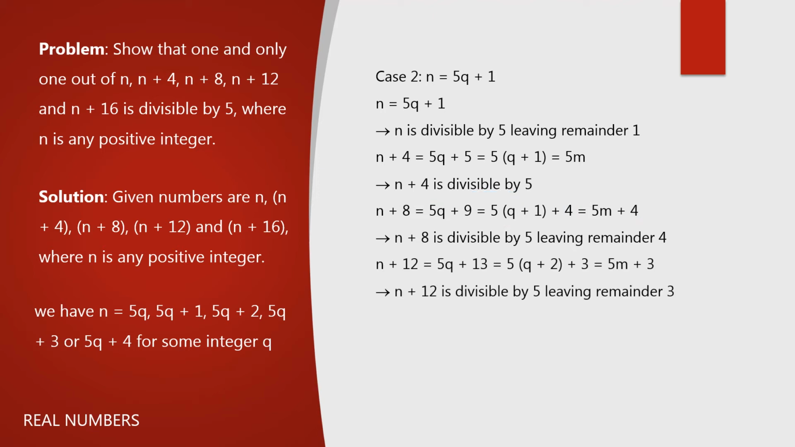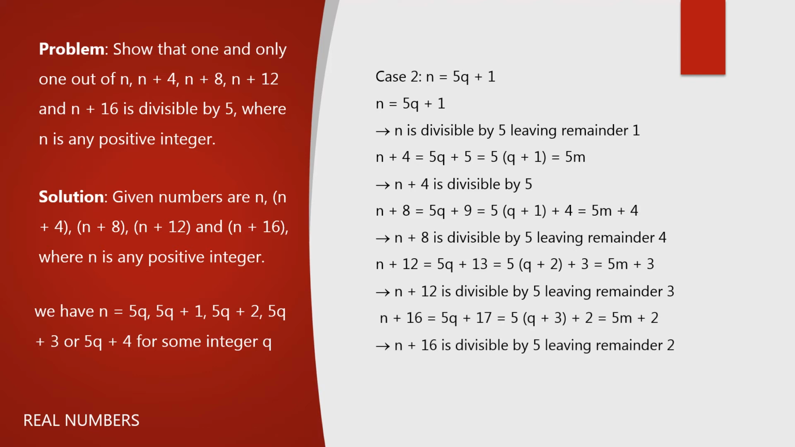And n plus 12. N plus 12 is 5q plus 1 plus 12, that is 5q plus 13. Now in 5q plus 13, 13 is the remainder, which is more than the divisor 5. That's why I can write 5q plus 10 plus 3, which can be written as 5 into q plus 2, plus 3. That is, I can write 5m plus 3, where m is q plus 2 here. Now 3 is the remainder, because this is less than the divisor only. Therefore n plus 12 can be written as 5m plus 3. This can be stated as n plus 12 is divisible by 5, leaving remainder 3.